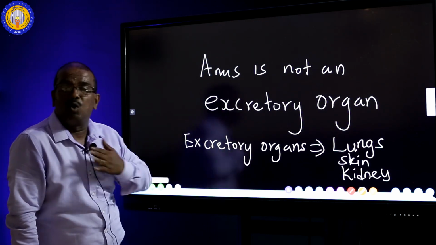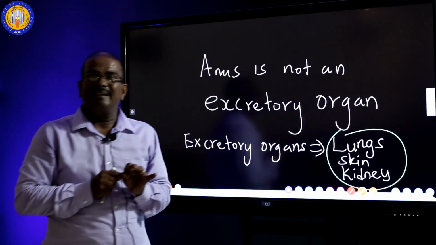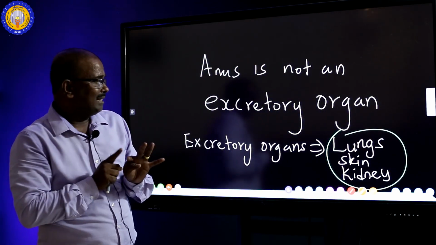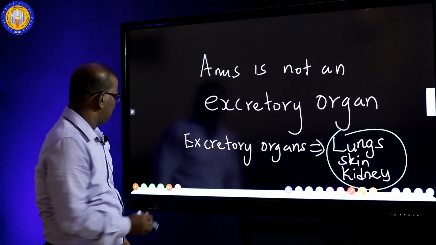Okay. In our body, excretory organs are lungs, skin and the kidney. Lungs, skin and kidney are the excretory organs. Anus is not an excretory organ.